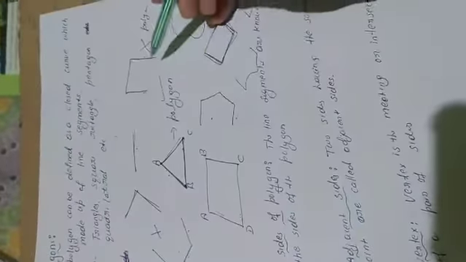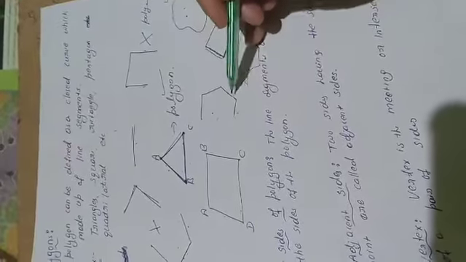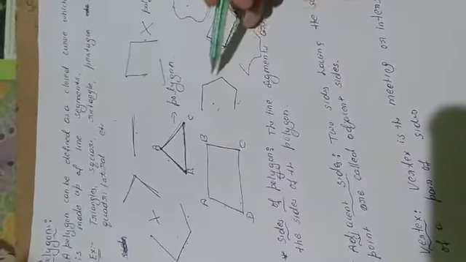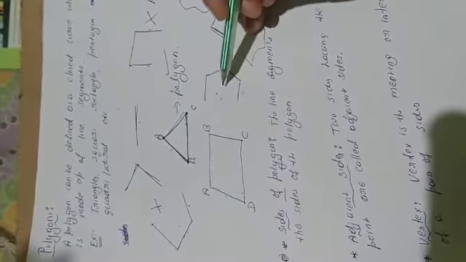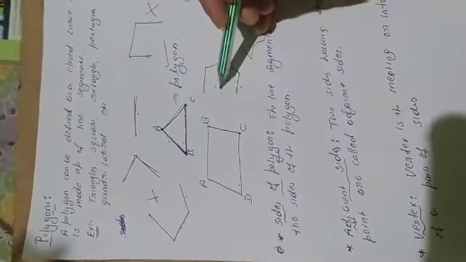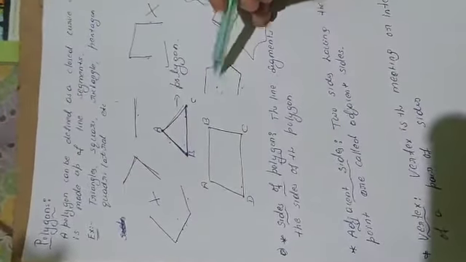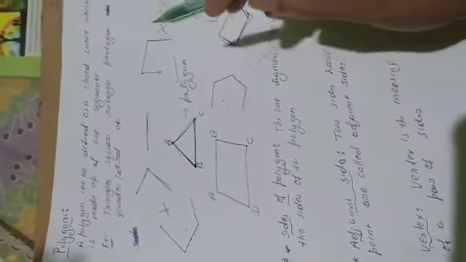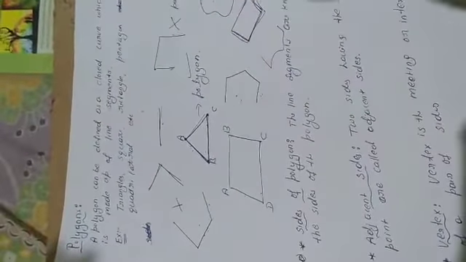And here, see one more example. 1, 2, 3, 4. 4 sides are there, 4 line segments are there, but it is not a polygon. Why? Because it's an open curve. It's not a closed curve. So it is not a polygon. So a polygon is nothing but a closed curve which is made up of line segments. But this is not a polygon because it is not made up of line segments, isn't it?